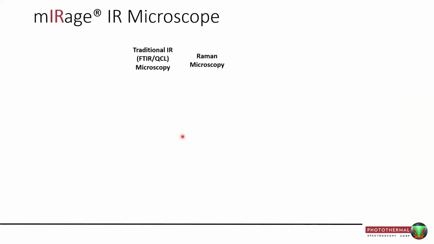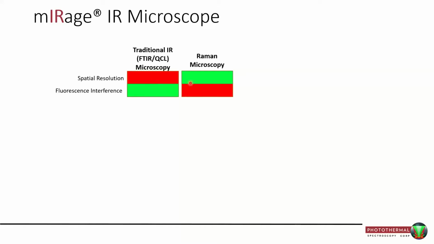So here I'm going to quickly take you through a comparison of traditional IR and traditional Raman against a few key properties, a few attributes of this system. So spatial resolution is always perhaps number one. There, Raman always wins out, so I'm giving that a green. Traditional IR is pretty poor, so I'm giving that a red. Fluorescence: Raman does poorly, IR does very well. There is no fluorescence interference.